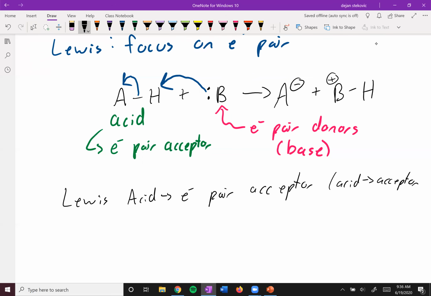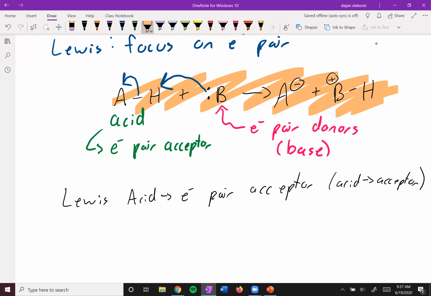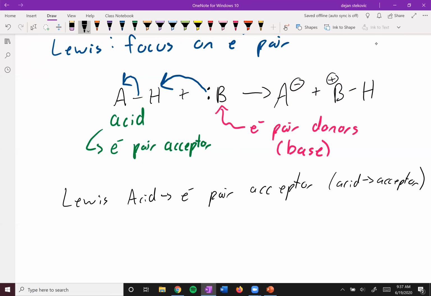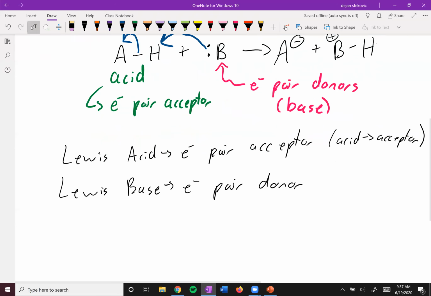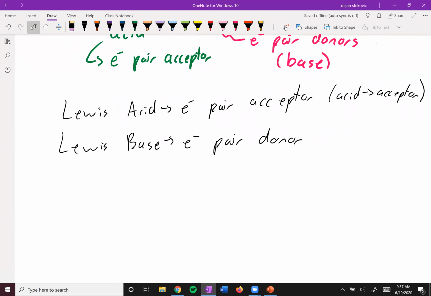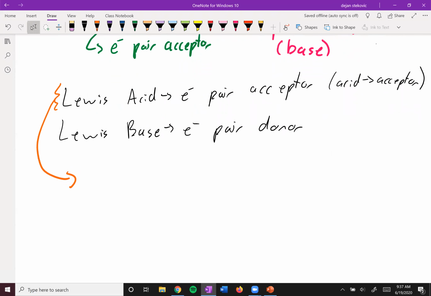Or you can draw an acid-base reaction yourself and then, instead of focusing on the H plus, focus on the electron pair instead. And then, of course, a Lewis base is an electron pair donor, right? So again, we're just focused on the electron pairs now. Our definition is getting more and more general. So let's take a look at some common Lewis acids and some Lewis bases.